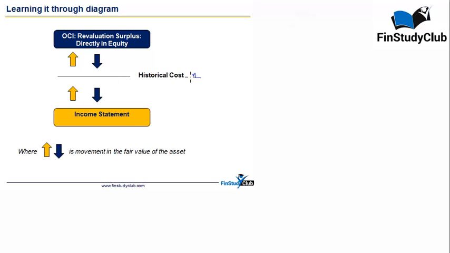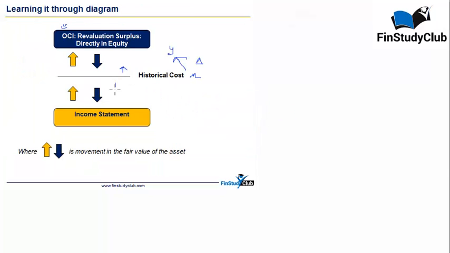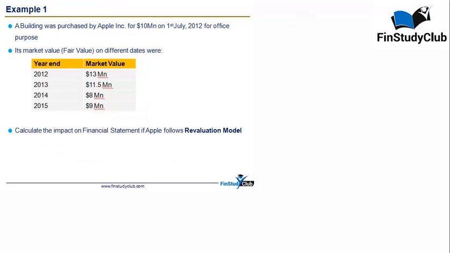Let's say this is my historical cost X, and there has been a movement upside from X to, let's say, Y. Now this delta is above the line, therefore any change in the fair value, I am reiterating, any change in the fair value above the historical cost needs to go to the OCI, and any change below the historical cost, either increase or decrease, will go to the income statement, whereas up and down is the movement of fair value. Now I'm sure we are craving a good example, which is right here.